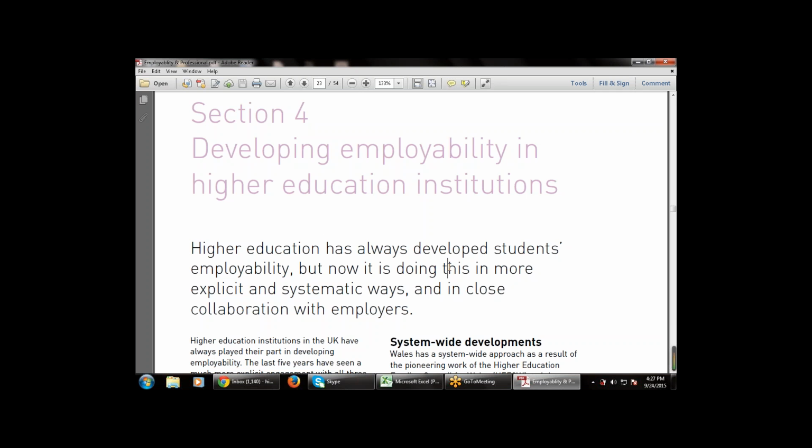Till now it has developed the employability among the students, but now it is doing the same thing in a systematic and explicit way, and in close collaboration with the employers. Higher education institutions in the UK have also played their part in developing employability skills.